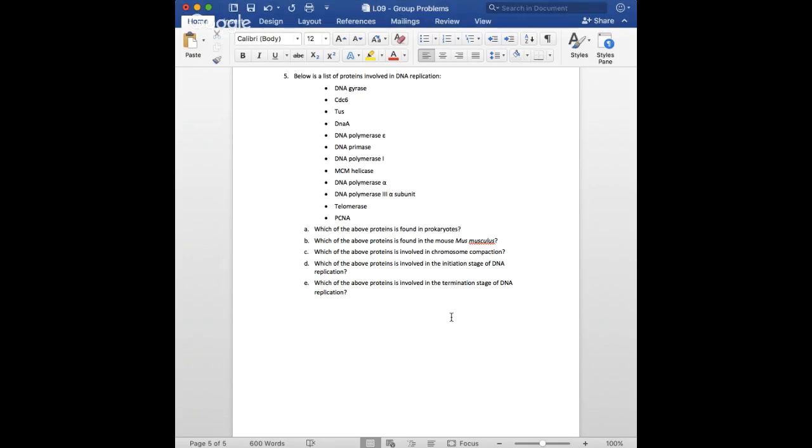And for D, the proteins involved in the initiation stage of DNA replication are CDC6, DnaA, and MCM helicase. And then the proteins involved in the termination stage of DNA replication of the listed ones is just going to be the Tus.